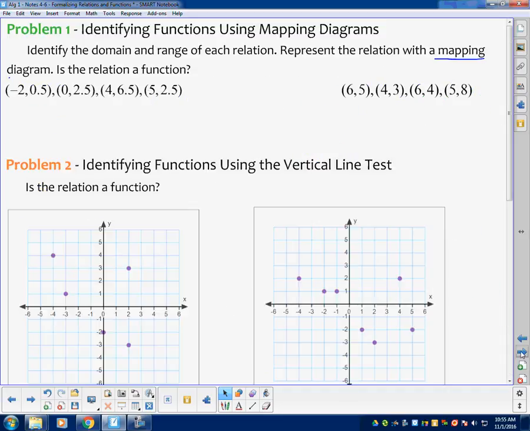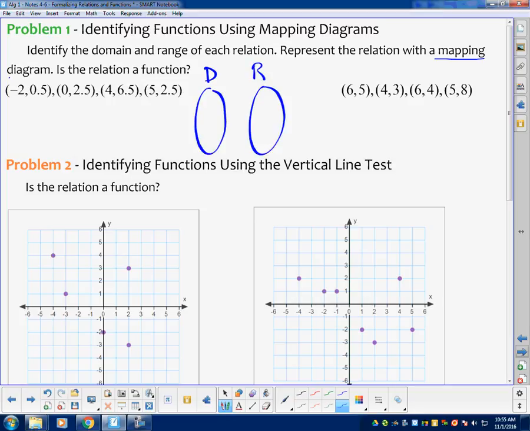All right, identifying functions using mapping diagrams here. We have identify the domain and range of each relation. Represent the relations with a mapping diagram. Is the relation a function? So a mapping diagram looks like this. You have a domain and a range, an oval for each.